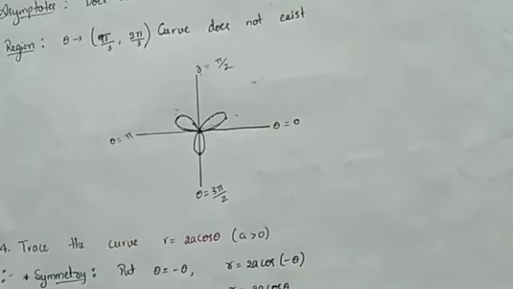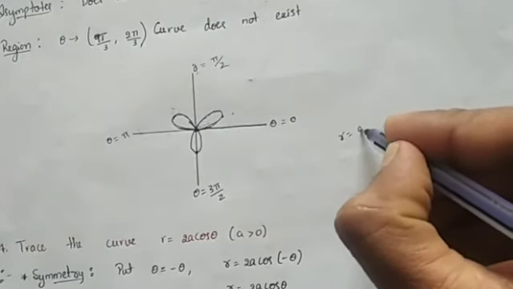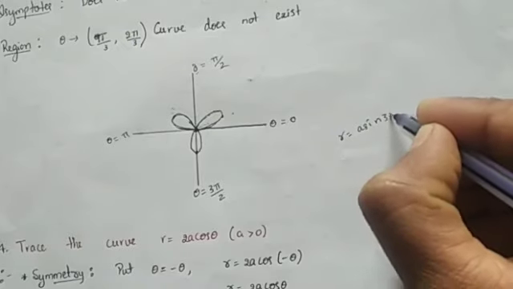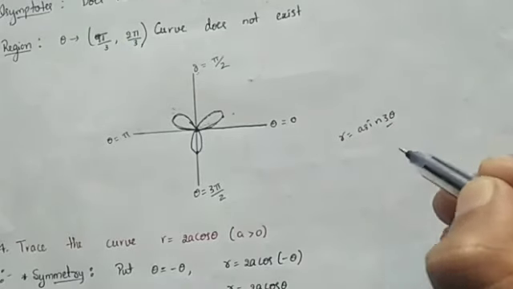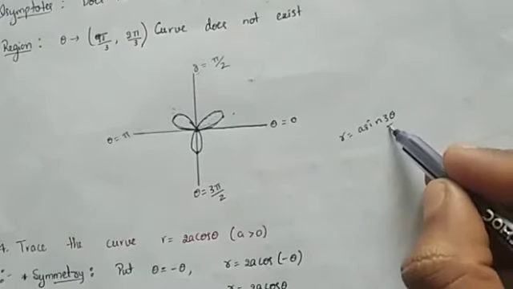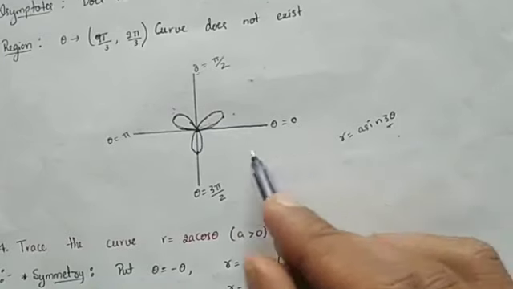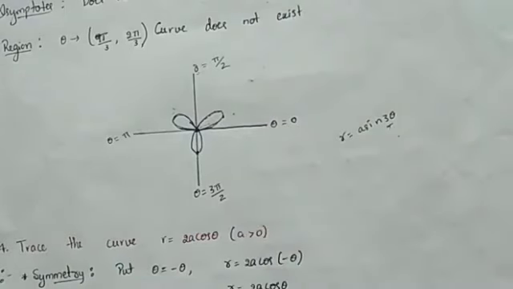Okay, the curve is r is equal to a sin 3 theta. In this case, the n is odd, so it has n loops. So this curve has 3 loops. This is the curve tracing.